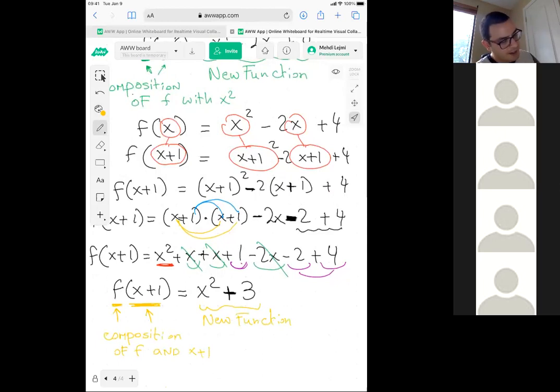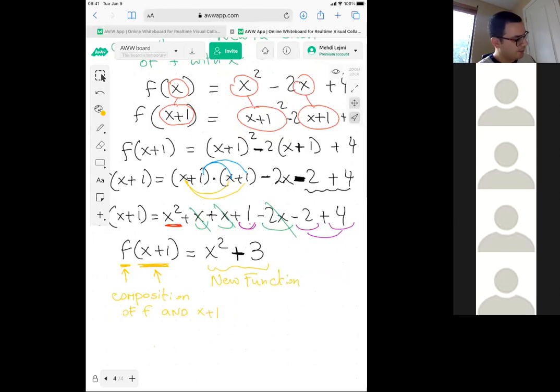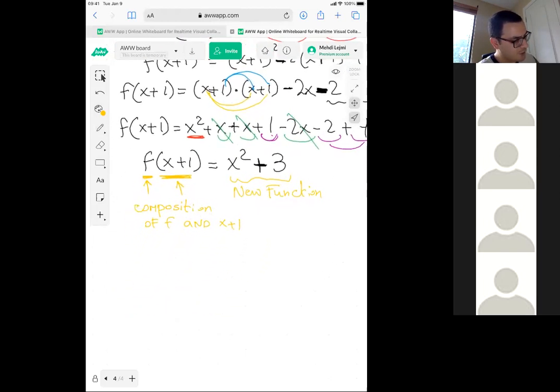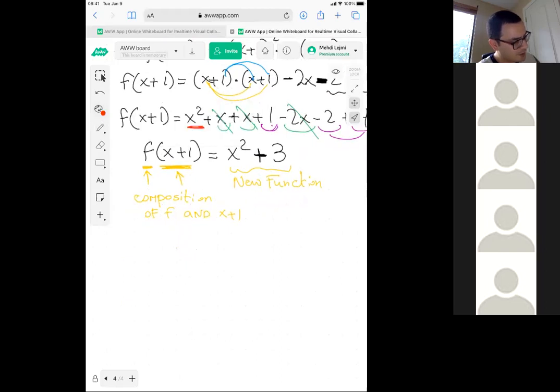All right, so let me write down the definition here for the composition of two functions. So what I'm saying is, this is a notation.